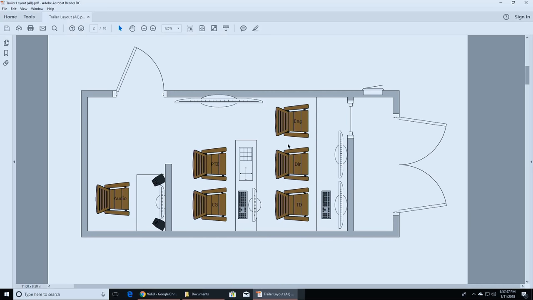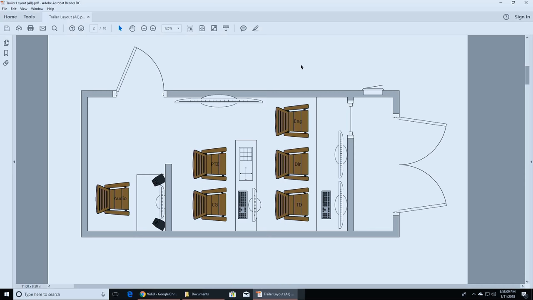The other problem with this design is it only had space for 6 people, and with a trailer this size, it really made a lot of sense to be able to accommodate more than that, because 16 by 7 by 7 feet, that's a pretty good size, and I didn't want to waste any space.